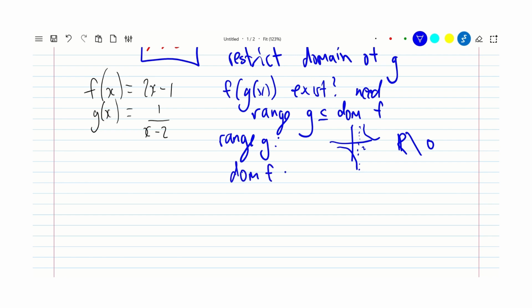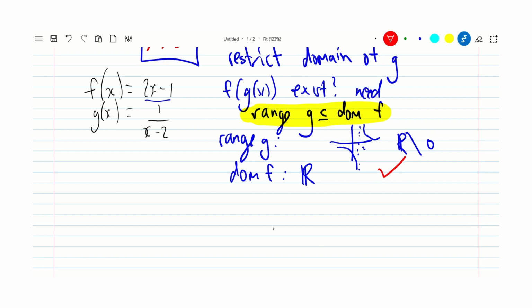What's my domain of f? For the domain of f, we're allowed to put any x value in there, so that is R. Does this satisfy our need that the range of g must be a subset of the domain of f? The range of g was R not including 0, and the domain of f was all real values, and yes, that is a subset. We're allowed to put anything inside f. It has no problems whatsoever. And so yes, that composite function exists. f of g exists. That is perfectly fine.